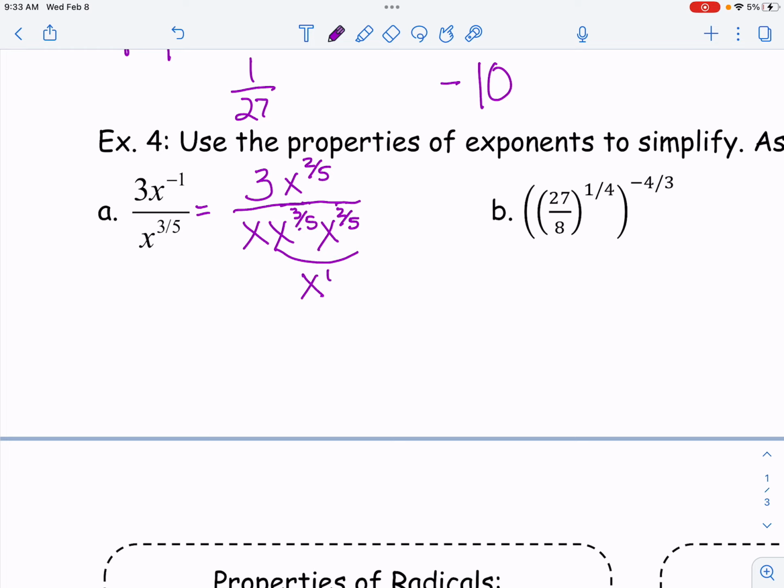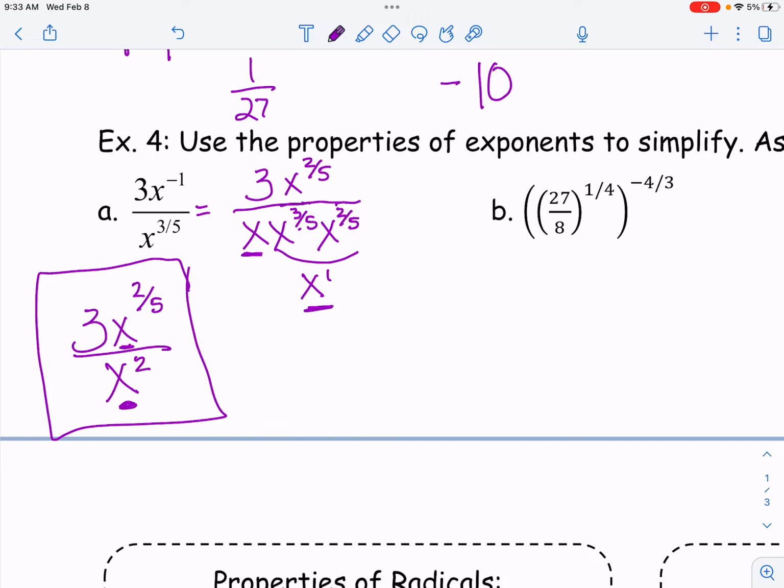So now I have on the bottom x squared, because I have this x and this x. This is the only time when you're going to have more than one of the same variable. We have an x on top and x on bottom. But if we combine and subtract 2 minus 2/5, we're going to end up with another rational exponent. So this is going to be your answer.